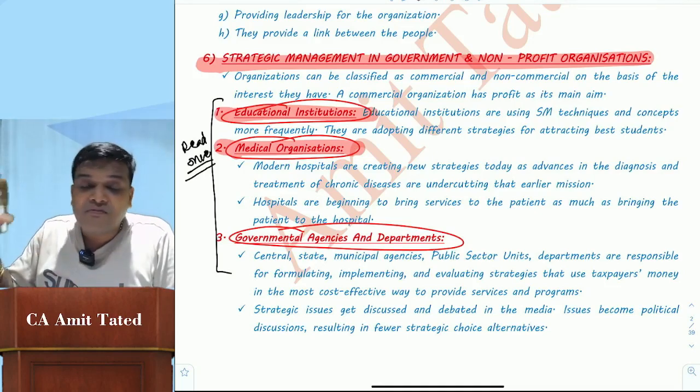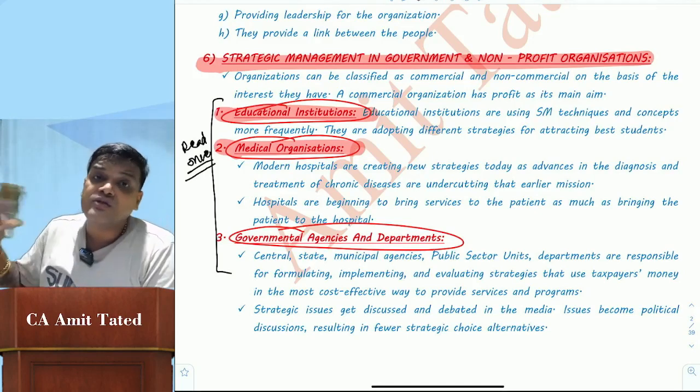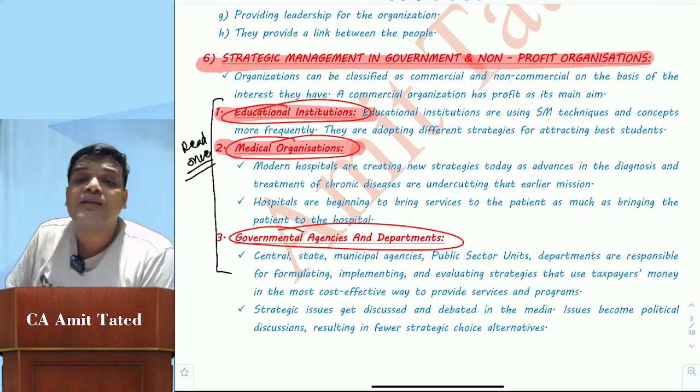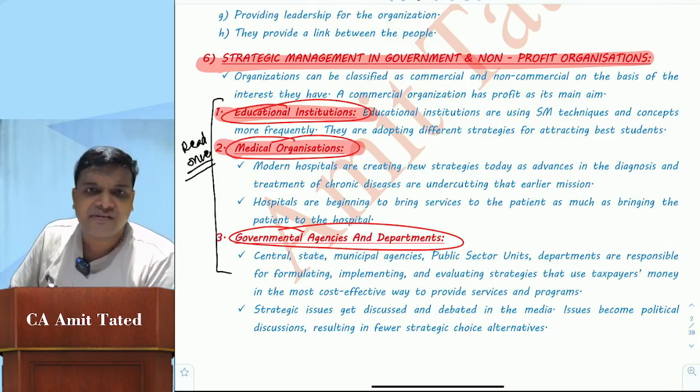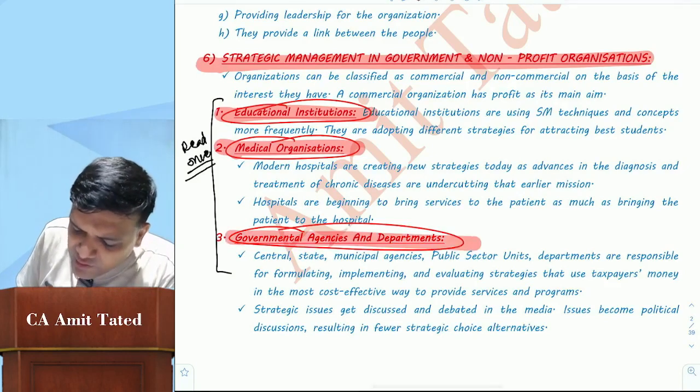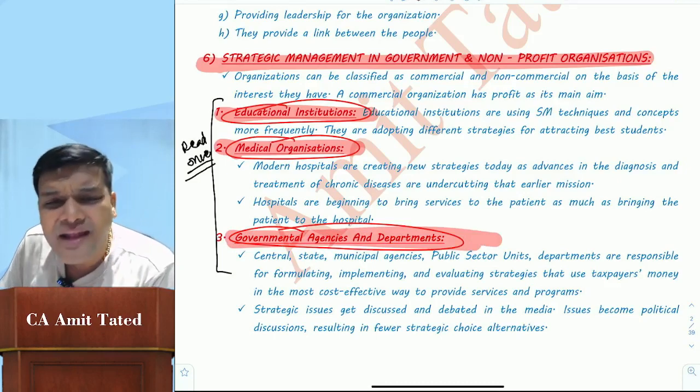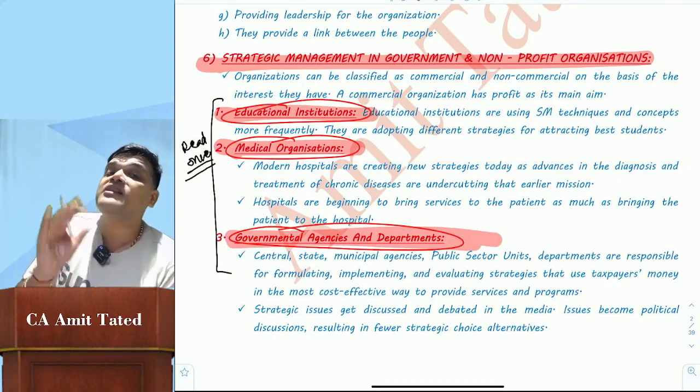So what they have explained here is basically whether this organization is using strategic management or not. The answer is yes, they are using strategic management. The only thing is how they are using it is explained in this paragraph. And the last concept is whether government agencies are using strategic management. The answer is yes, public sector units and government organizations are using strategic management. The problem is flexibility with respect to this point.